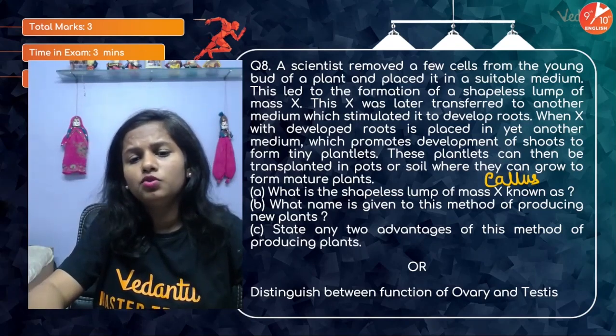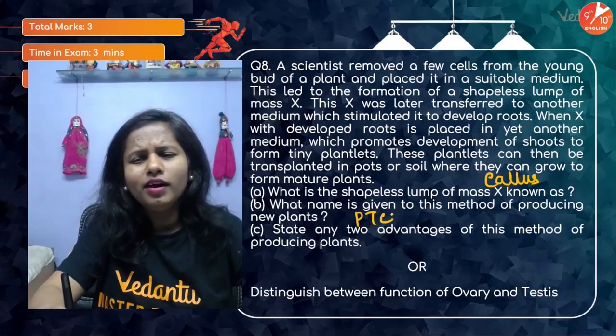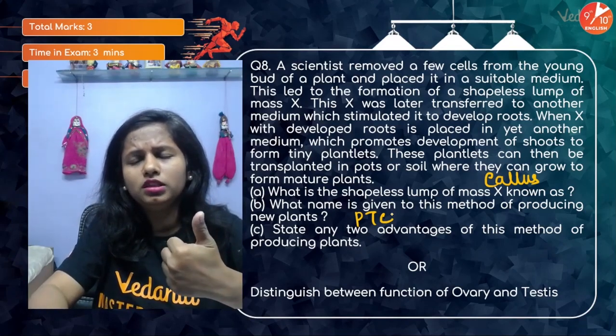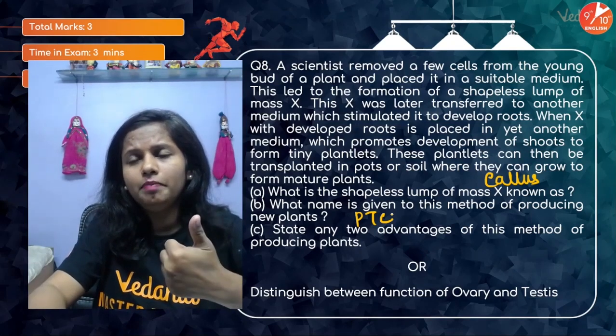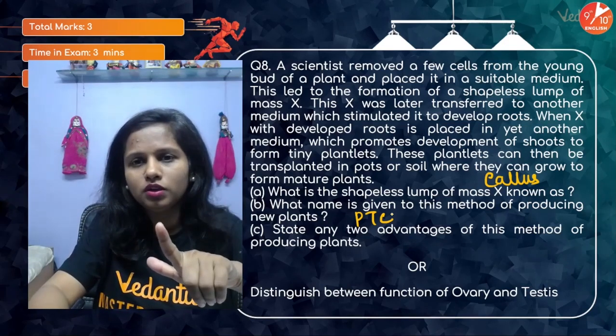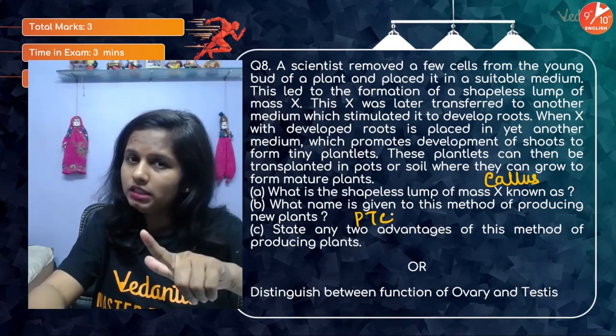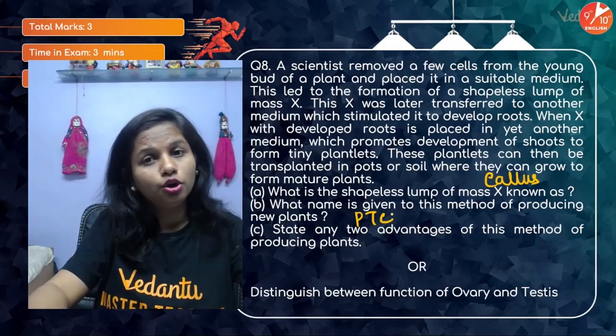What name is given to this method? It is called PTC, plant tissue culture. State any 2 advantages of this method for producing plants. One, it helps in the production of plants in which the parent plant does not produce viable seeds. Two, it helps in producing numerous plants from a small piece of plant in a short duration.